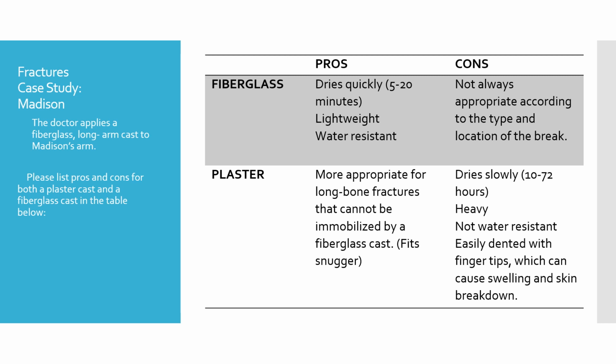So the cons we kind of just talked about: it dries slowly, 10 to 72 hours. It's heavy. It's not water resistant. So being that it takes so long to dry, it's easy for the family or the patient to put their fingers on the cast, which would result in dents, which could result in skin breakdown or even compartment syndrome. So those are the pros and cons of both the fiberglass and the plaster cast.